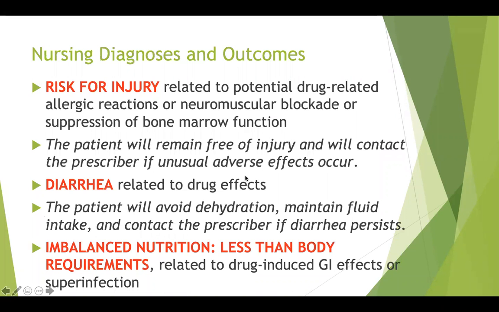For the nursing diagnosis and outcomes, we have risk for injury related to potential drug-related allergic reactions, neuromuscular blockade, or suppression of bone marrow function. So the patient will remain free from injury and contact the prescriber if unusual adverse effects occur. Since we have diarrhea, diarrhea related to drug effects: the patient will avoid dehydration, maintain fluid intake, and contact the prescriber if diarrhea persists. And imbalanced nutrition less than body requirements related to drug-induced GI effects or superinfection.